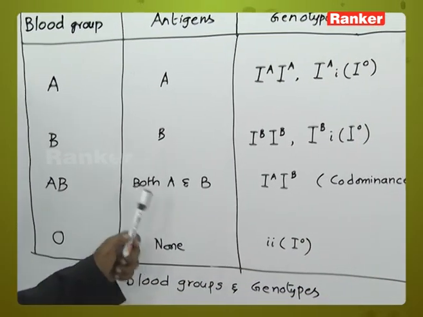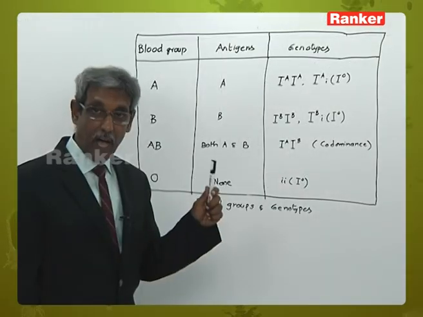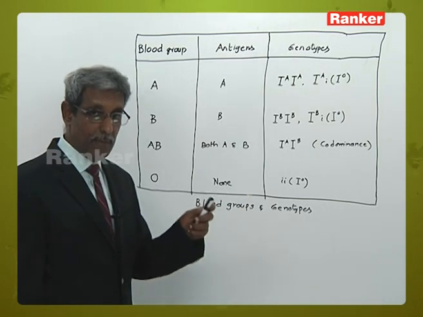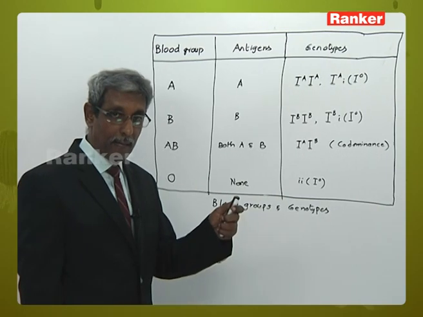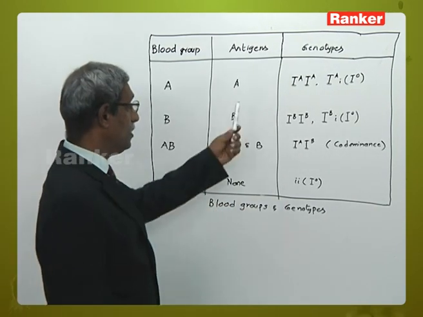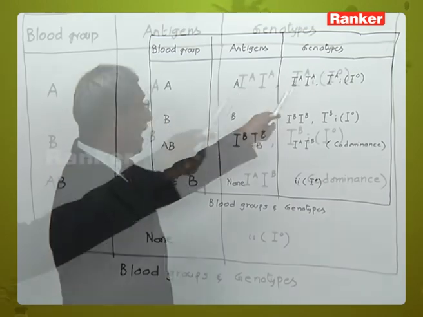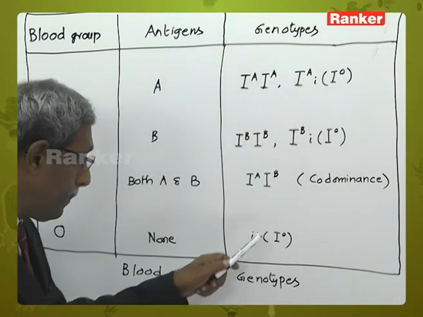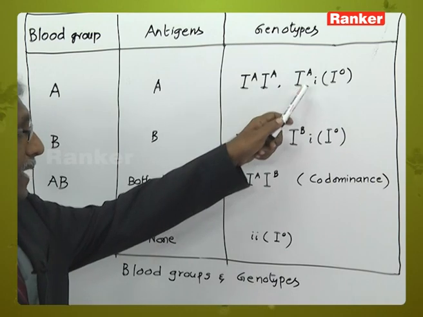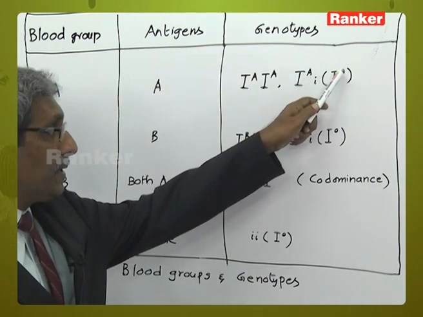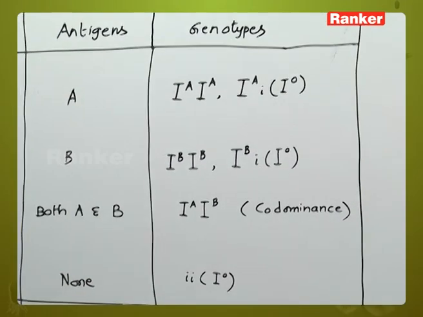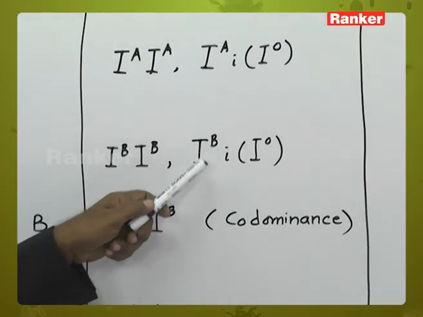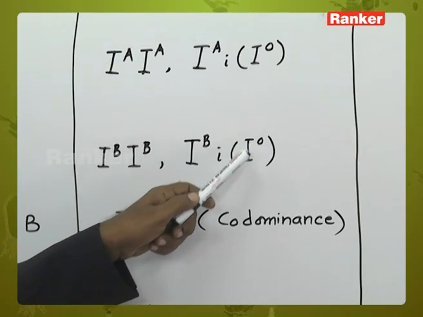And the genotypes are determined by the I gene. The I gene can exist in different combinations, as seen by the crossing of a male gamete with a female gamete. So the genotypes you could derive for blood group A are IA IA and IA i. Small i indicates the O allele, and is also designated as I superscript O. Similarly, blood group B has the genotypes IB IB, as well as IB i, or IB IO.